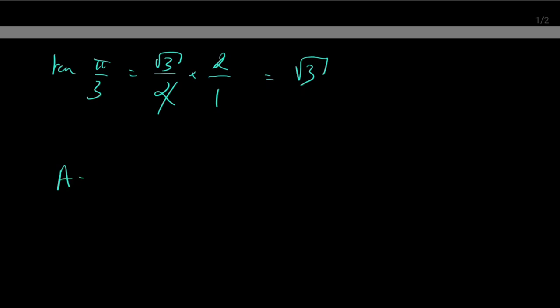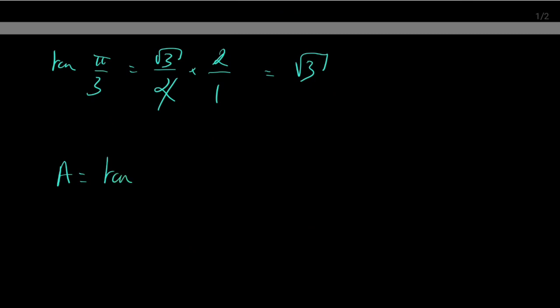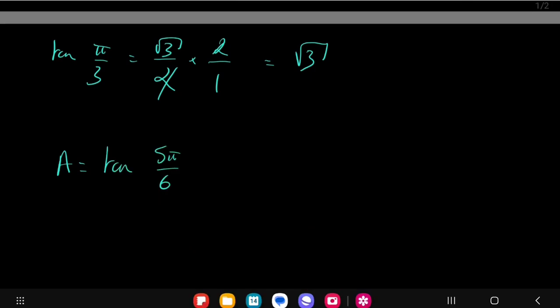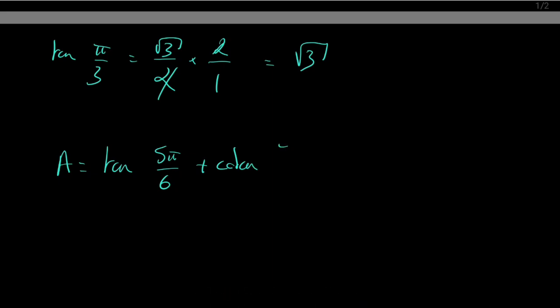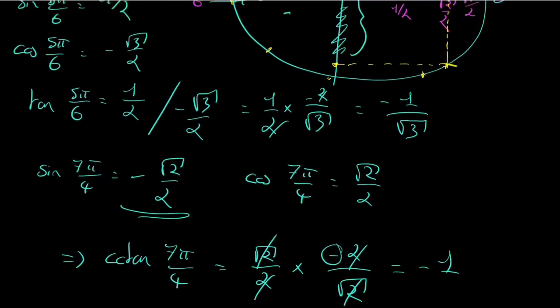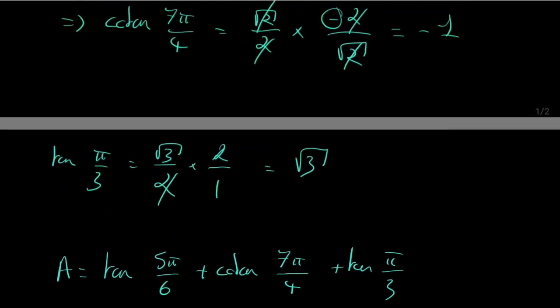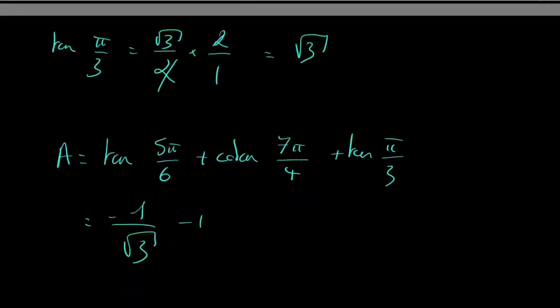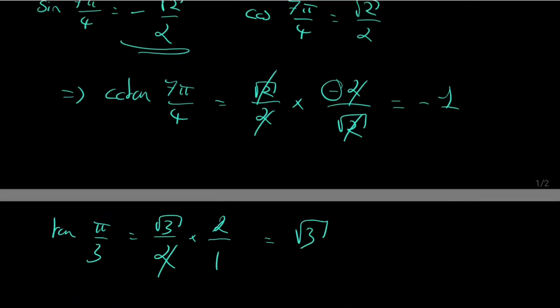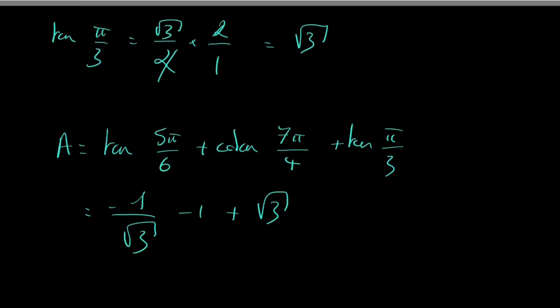In conclusion, A, which is equal to the tangent of 5 pi over 6 plus the cotangent of 7 pi over 4 plus the tangent of pi over 3, is equal to minus 1 over square root of 3, minus 1, plus square root of 3.